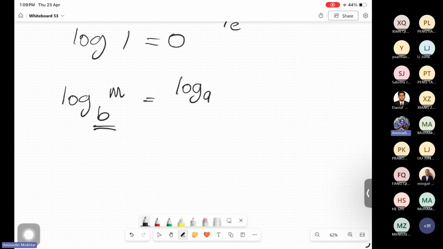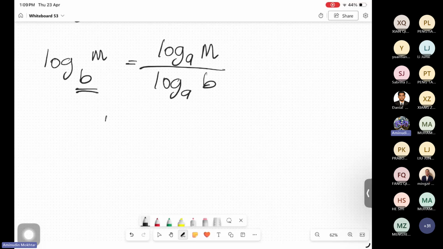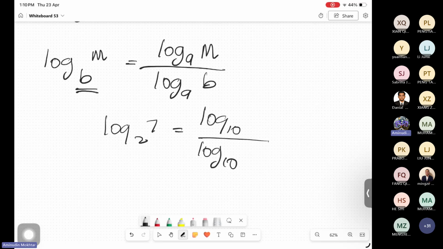Okay, the formula is, you refer to the properties of log on page 47. This is equal to log base a of m divided by log a of b. That is the formula. For example, let's say I have given log 2 of 7. Now I would like to change to the log 10, or common log. This is equal to log 10 of 7 divided by log 10 of 2.